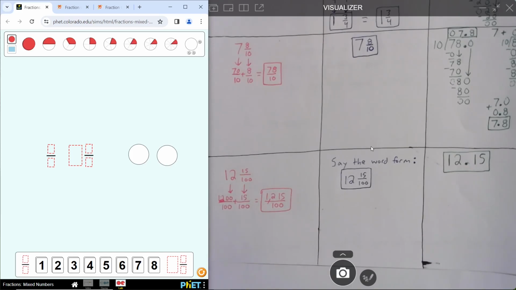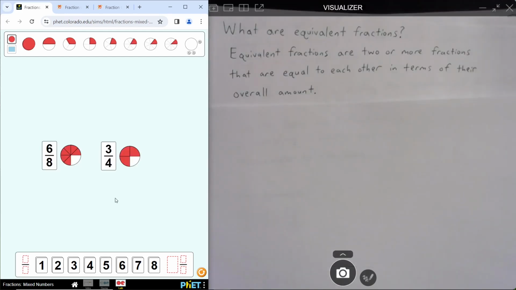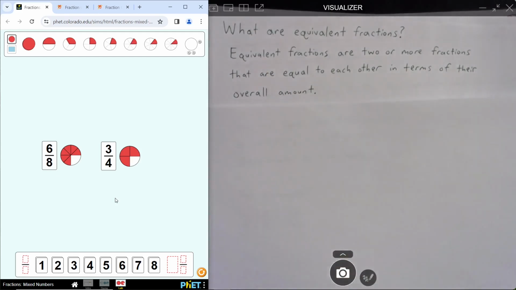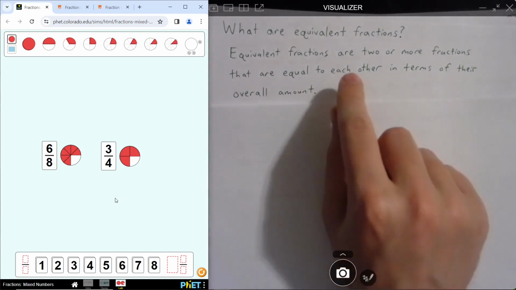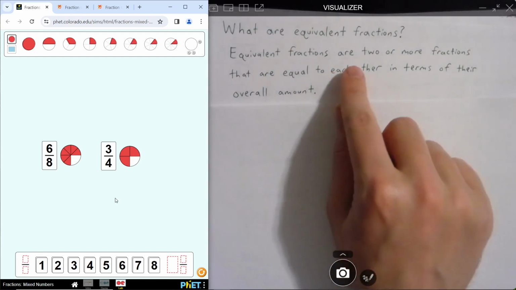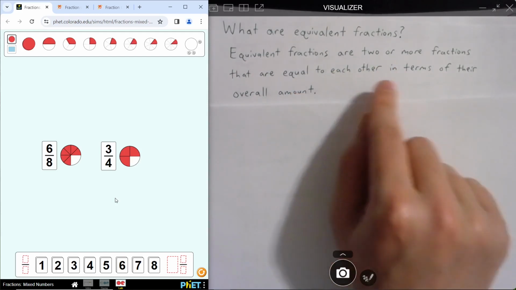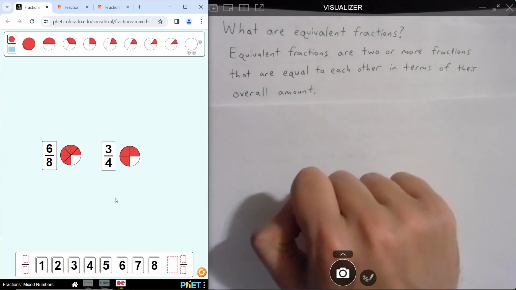Okay. All right. Moving on. Please pay close attention because this next part's also pretty important. I want to talk about what are equivalent fractions. So equivalent fractions, look, the word equivalent sounds very similar to the word equal. And they actually happen to be two or more fractions that are equal to each other in terms of their overall amount.